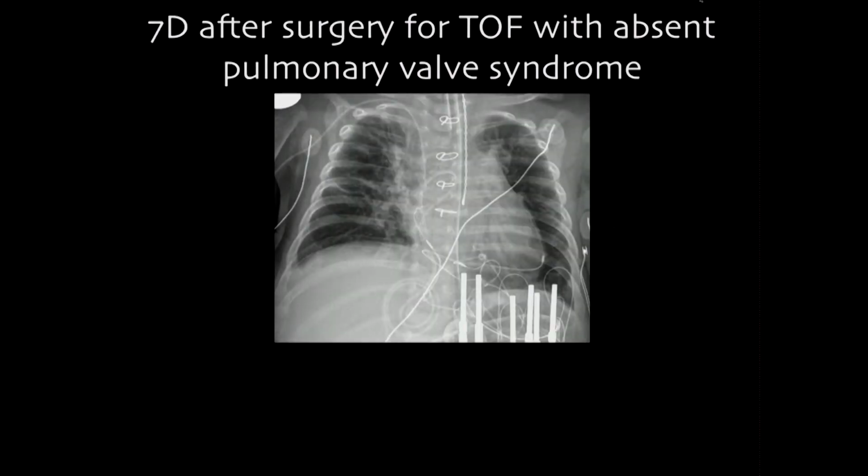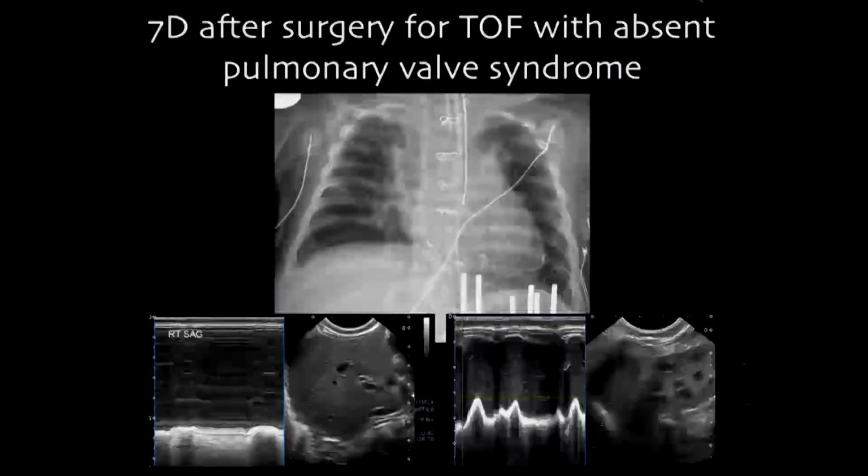So lastly, this is 7 days after surgery for tetralogy of Fallot with absent pulmonary valve syndrome. What's wrong? The right hemidiaphragm is elevated, or there is a subpulmonic effusion on the right side. What would you like to do next? CT, ultrasound, or MRI? Which imaging modality would you like to use? Okay, so ultrasound is the answer.